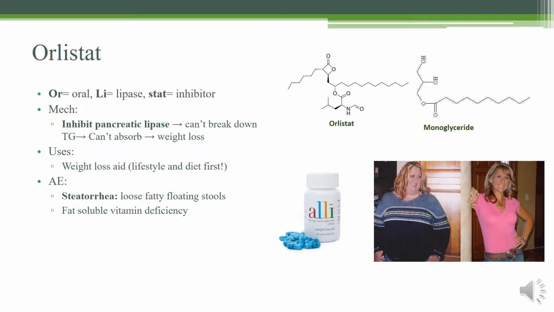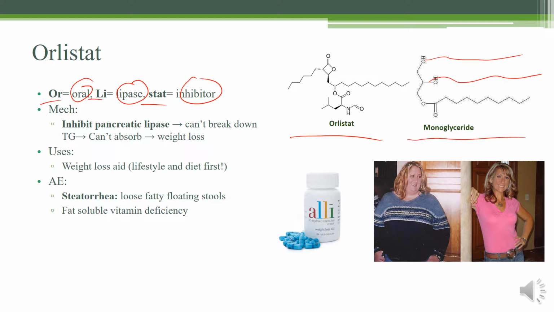All right, let's talk about Orlistat. Orlistat just means oral lipase inhibitor. I've showed you the chemical structure so I can remind you that it kind of looks like a monoglyceride. If you remember how a triglyceride looks, it's just over here. And the lipase was responsible for cutting these off so that you can go from a triglyceride to a monoglyceride. Remember, triglyceride cannot be absorbed, and you need monoglyceride to be absorbed by your gut. So if you inhibit this lipase, you can't break down the triglyceride, so you can't absorb it, and you get weight loss because all the fat is just pooped out with defecation.